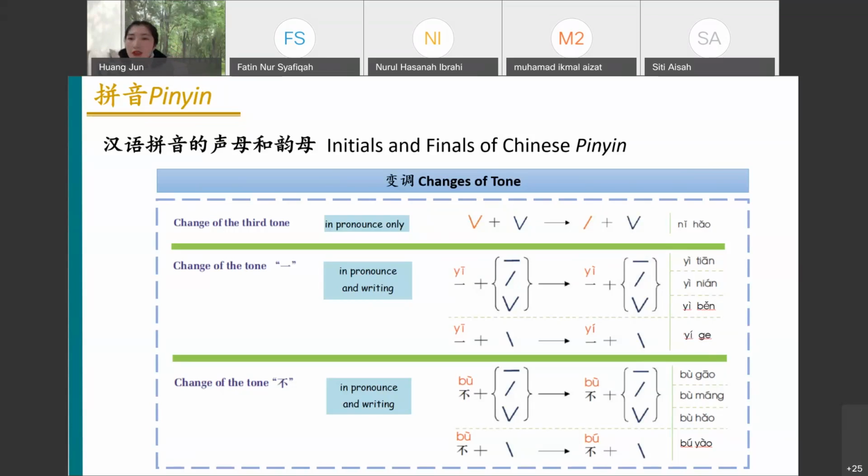Other words in Mandarin have a fixed tone. They have only one tone and don't have a tone change. Only the words "yi" and "bu" have a tone change, depending on the word after them. So this is the tone change topic. Make sure you understand which case only changes in pronunciation, and which two words change both in writing and pronunciation. That will be the words "yi" and "bu."